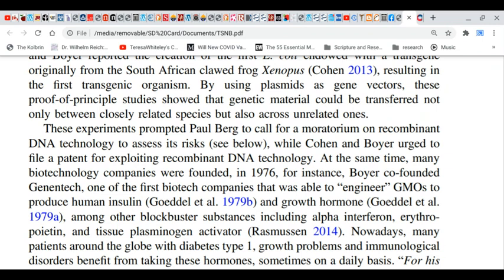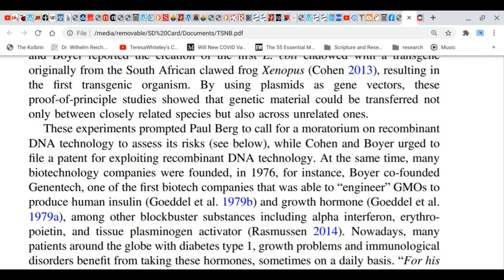At the same time, many biotechnology companies were founded. In 1976, for instance, Boyer co founded Genentech, one of the first biotech companies that was able to engineer GMOs to produce human insulin and growth hormone, among other blockbuster substances, including alpha interferon or erythropoietin.